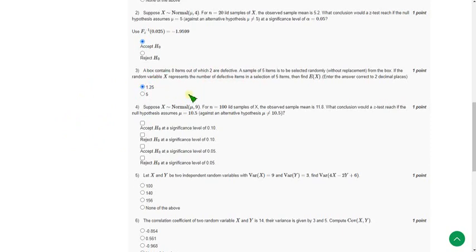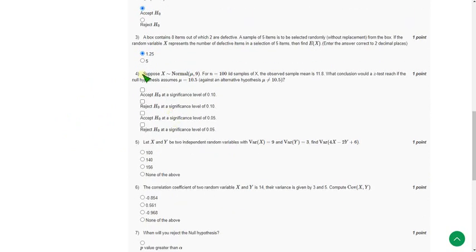Moving on to the fourth one, it is similar to the second one. So when I did this, the answer I have got is option D, reject H0 at significance level 0.05. So mark the fourth option as the correct answer for the fourth question.